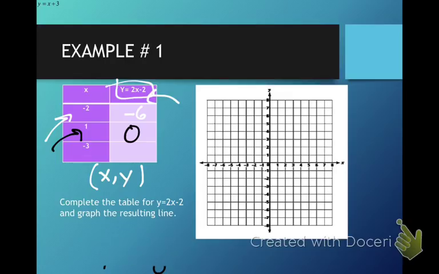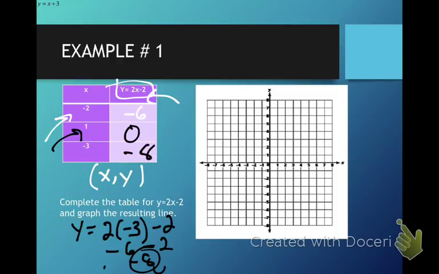Okay, we're going to put -3 in there, so y equals 2 times -3 minus 2. And 2 times -3 is -6, minus 2. And -6 minus 2, those are both bills. The answer is -8. So now that we have filled out our chart, or our function table, what we're going to do is go ahead and use those points and plot them on the number line.